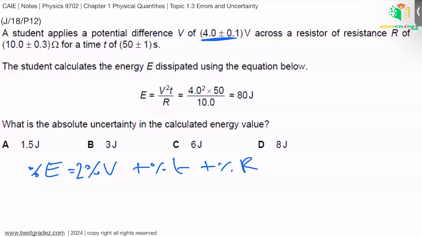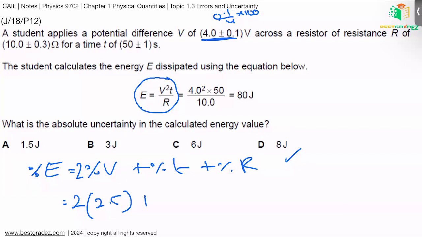How much is the percentage of V? 0.1 by 4 into 100, what does it come to? Do write this formula, all of you. Then write this, so that the steps are clear, especially for theory. Anyway, what does this give? 0.1 by 4 into 100. 0.25? What is this?